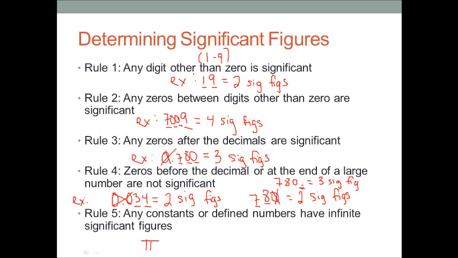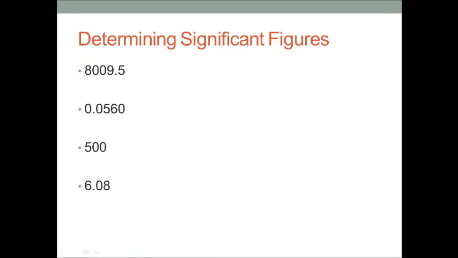If we have a number such as pi, it would have infinite sig figs. Because when we're doing calculations, there's a few rules that we'll talk about, and we don't want certain numbers such as pi and other constants to mess up with the numbers. Alright, let's do a few examples.